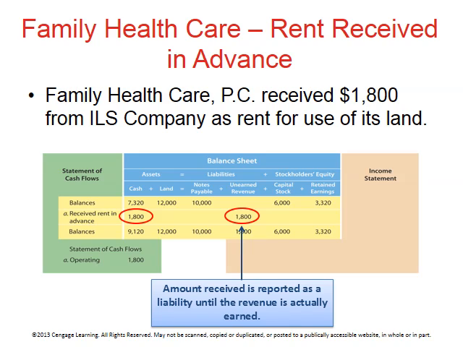Then the other side of our entry is a liability called unearned revenue. And the amount will stay in the unearned revenue account as a liability until the revenue is actually earned. What that means is that as time goes by and ILS Company uses up that rent that they've paid, then we can start recognizing revenue. Until then, it goes under unearned revenue.